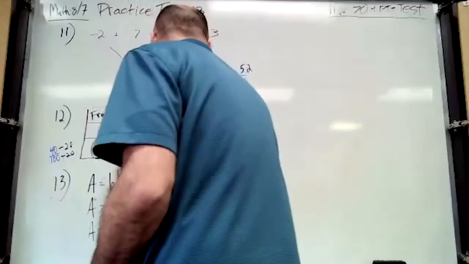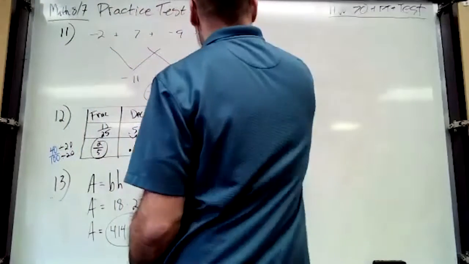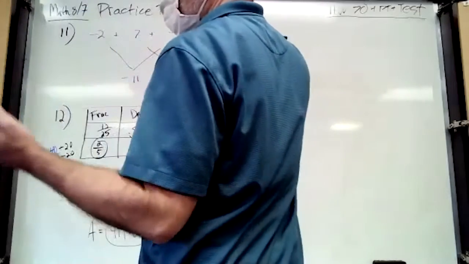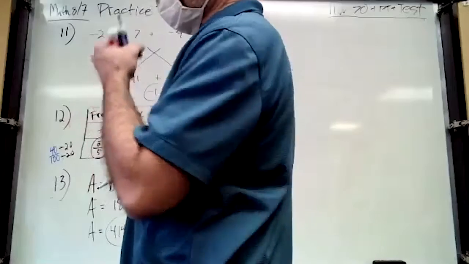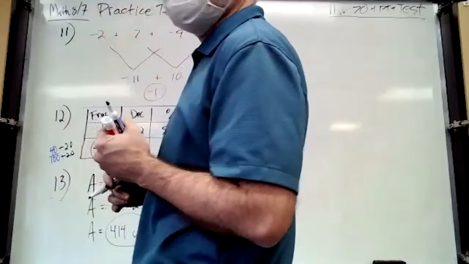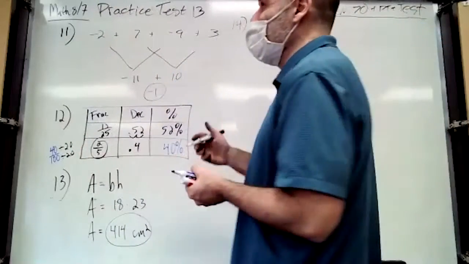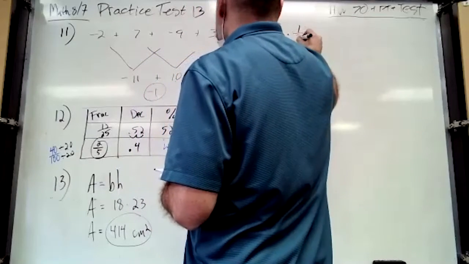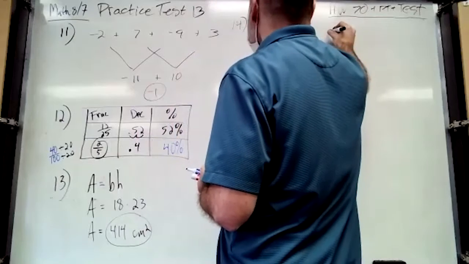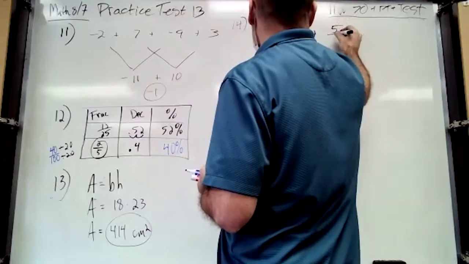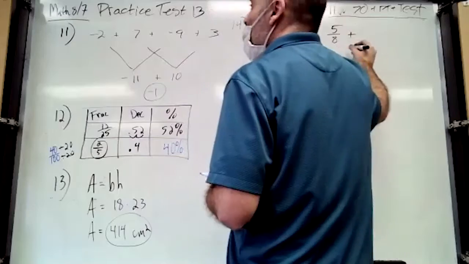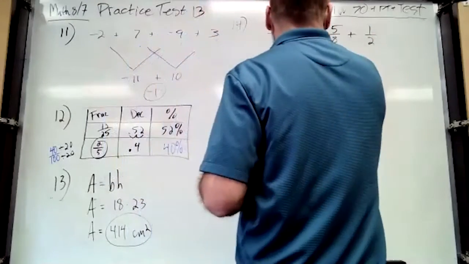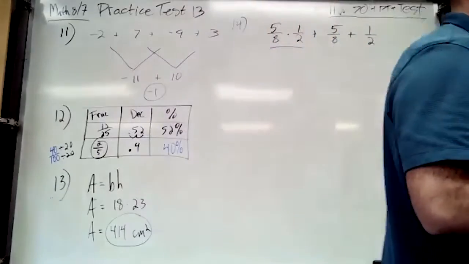All right, number 14. Home stretch. Here we go. 14 says JK plus J. I'm just going to replace my J's with 5/8 and my K's with 1/2. Everybody okay? What does it mean when J is right next to K? Adeline? Multiplication. So 5/8 times 1/2 plus J. J was 5/8. And then plus 1/2, right? So what do you do first? Multiply. Don't add those yet. Don't add, especially the 1/2 and 5/8.